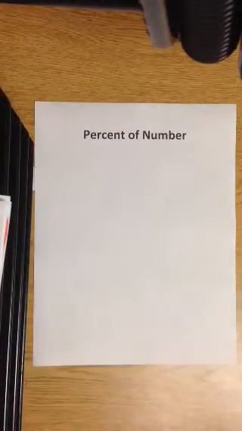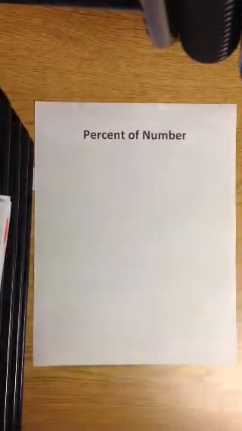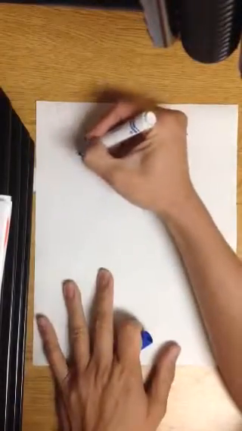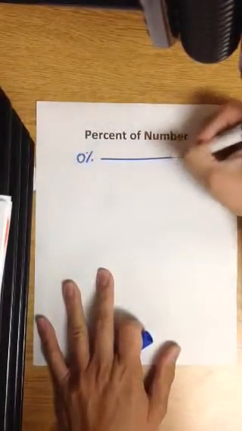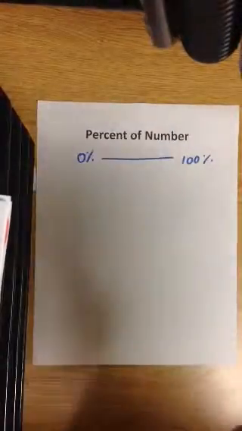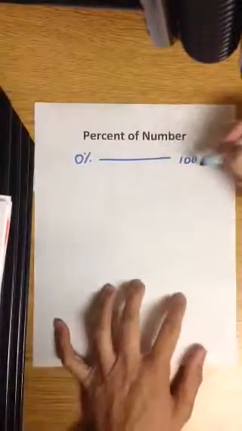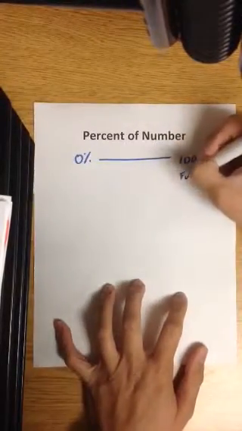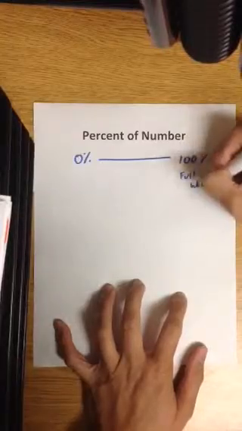Today we're going to talk about percent of number. Percent usually goes from 0% to 100%. Those are the benchmarks, and they're what we use pretty much in middle school. For example, 0% is like nothing, and 100% is like the whole or full.